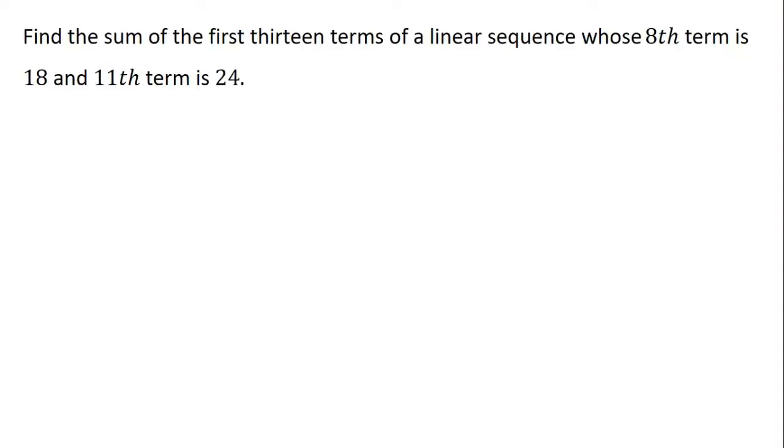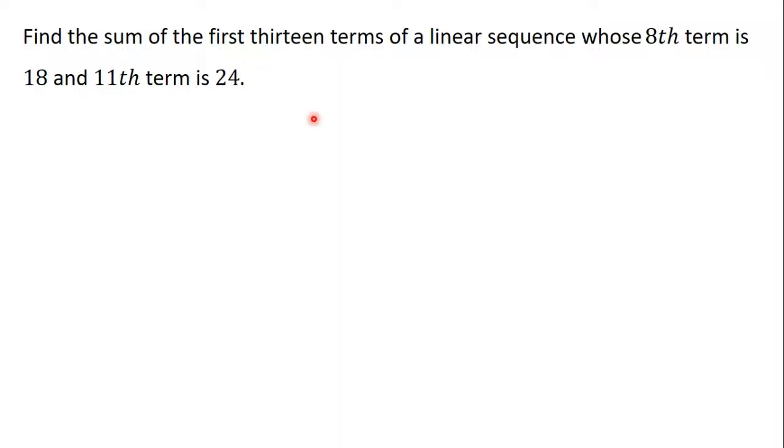The question for this video is, find the sum of the first 13 terms of a linear sequence whose 8th term is 18 and 11th term is 24. So in this linear sequence, the 8th term is 18 and the 11th term is 24. The question wants us to use this information to find the sum of the first 13 terms of the linear sequence.